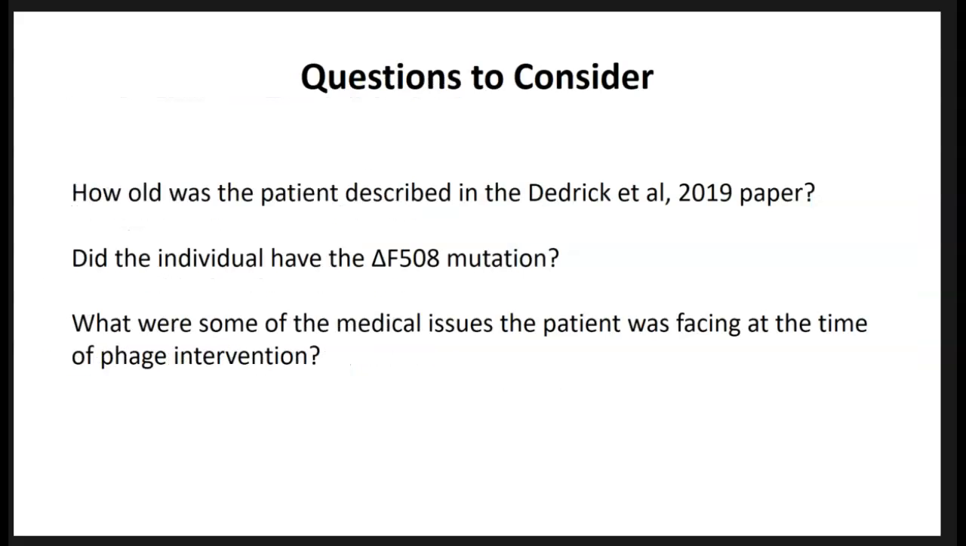Here are a few questions to consider when you are reading about Isabel and her condition. How old was Isabel at the time of this particular study? Did she have this delta F508 mutation? And what were some of the medical issues that Isabel was facing at the time of this phage intervention? And how are those issues in particular related to her cystic fibrosis?